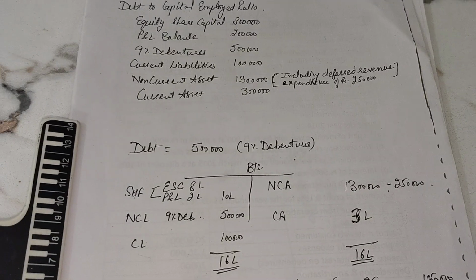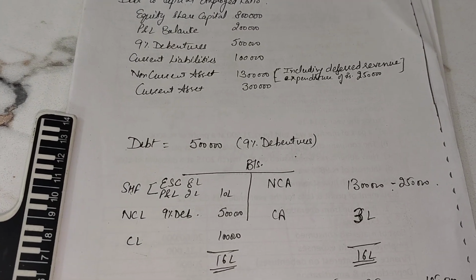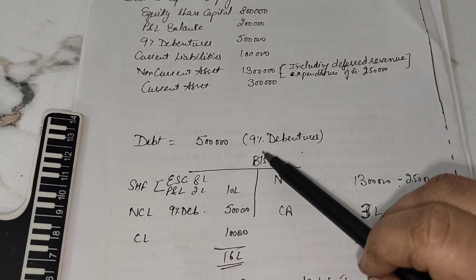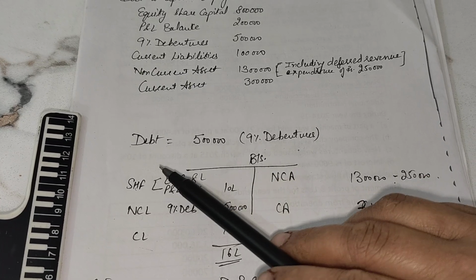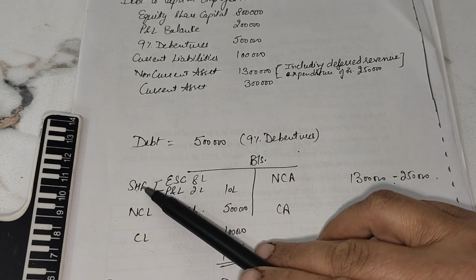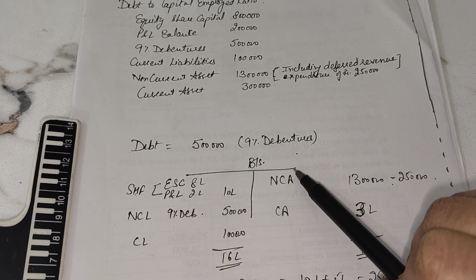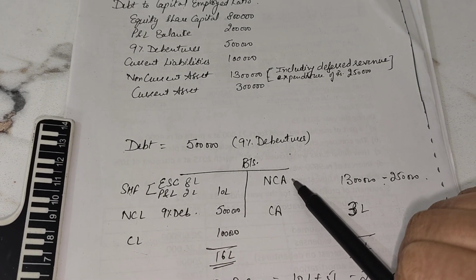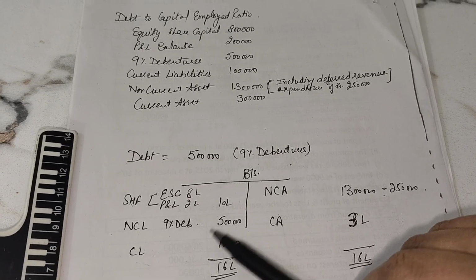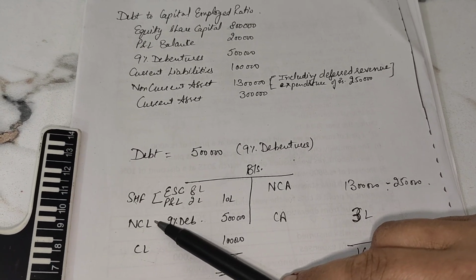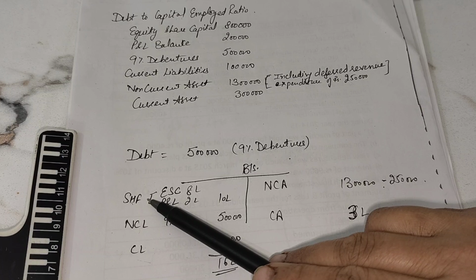First of all, for the given balance sheet of your company form of organization, you have to keep in mind that on the liability side there are three headings: shareholder funds, NCL and CL. And on the asset side you have NCA and CA. What is NCA? Non-current assets. CA, current assets. CL, current liabilities, NCL, non-current liabilities, and shareholder funds.